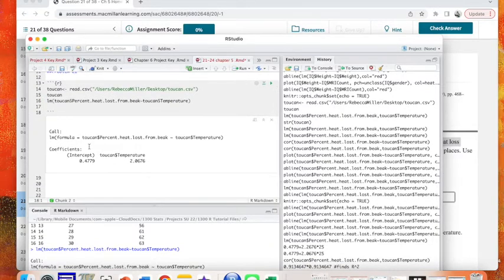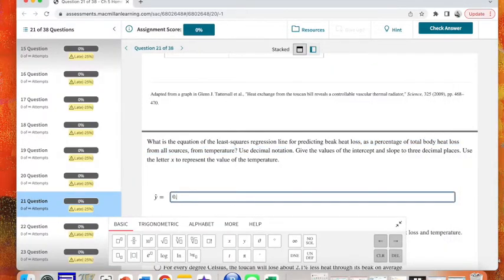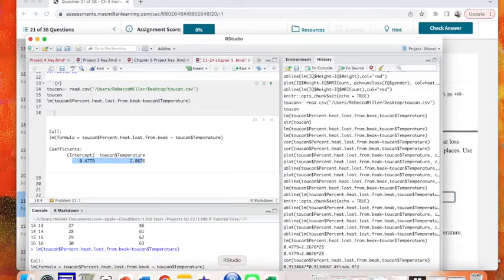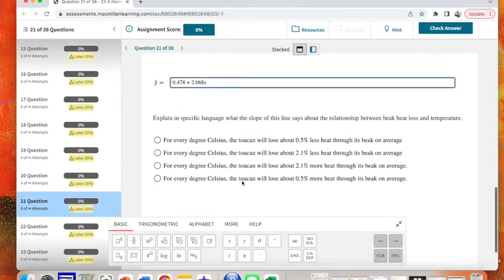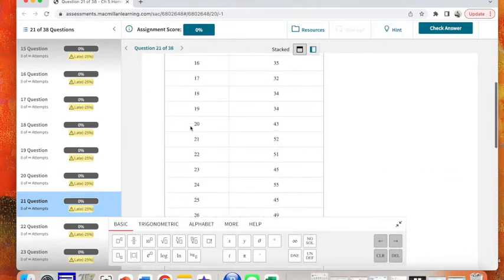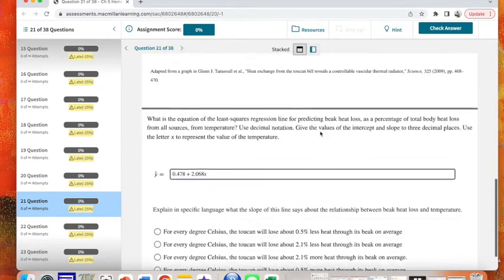And it worked, right? So we've got our wonderful intercept and slope, and it wants us to do it to 3 decimal places. So I'd have 0.478 as my intercept and 2.068 as my slope. So I've got 0.478 plus 2.068x. So that's going to be the equation for my line. And remember, this is percentage, right? Percent heat loss from beak.